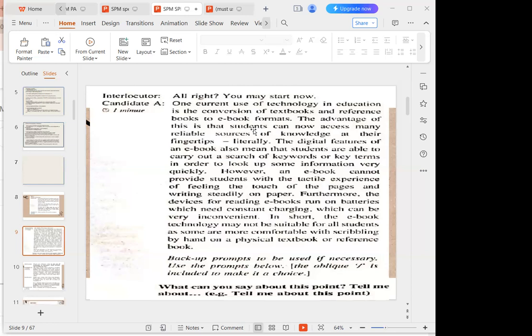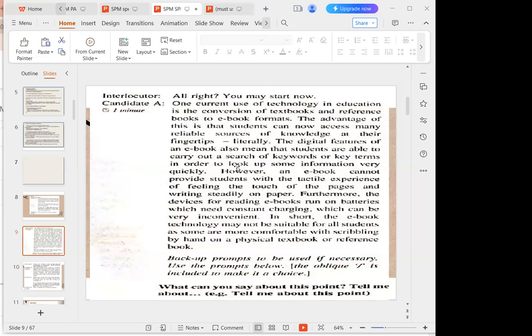So this one is basically about ebooks. You know what an ebook is, right? This is basically a digital version of the book. And she highlights this as one particular example of the technology. She mentioned the features of the ebook, the advantages of it, and also that it's easier and more convenient for them to search for information and keywords by using an ebook.